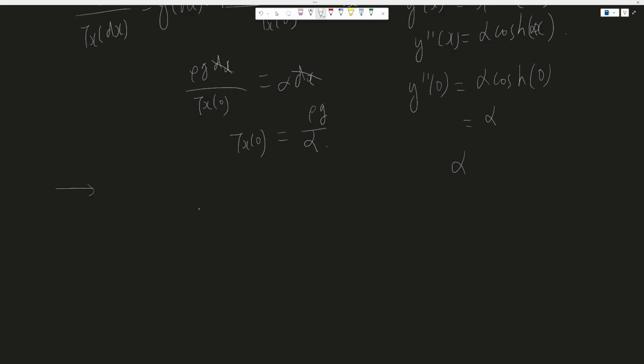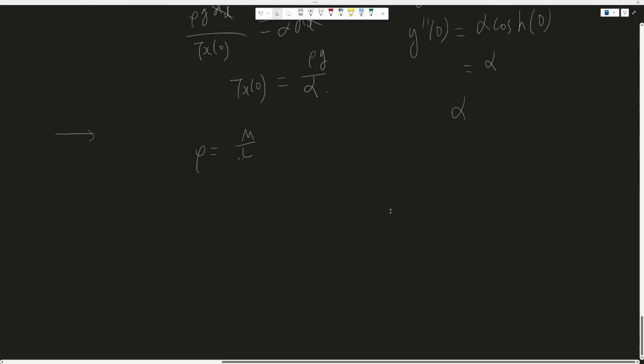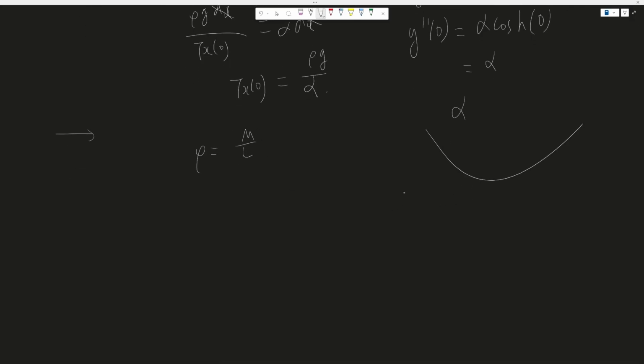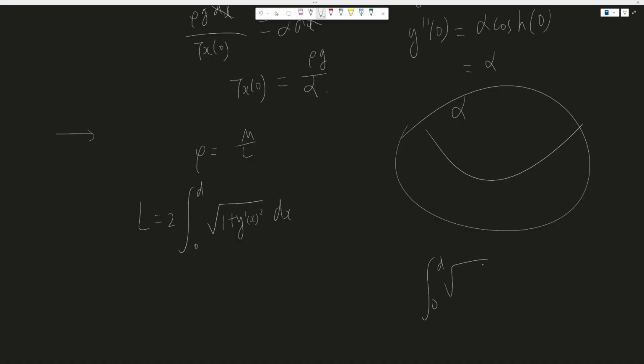Okay, so what is rho? Rho is basically m over L. Here, the m refers to the mass of the whole chain, okay? And the length is the length of this whole chain. So then we use the formula, well, we know the length of the chain is 2 times the integral from 0 to d of the square root of 1 plus y prime of x squared dx. So here basically this formula is just the length of half of a chain, how long half is, and then we times it by 2. So now it becomes a full chain.